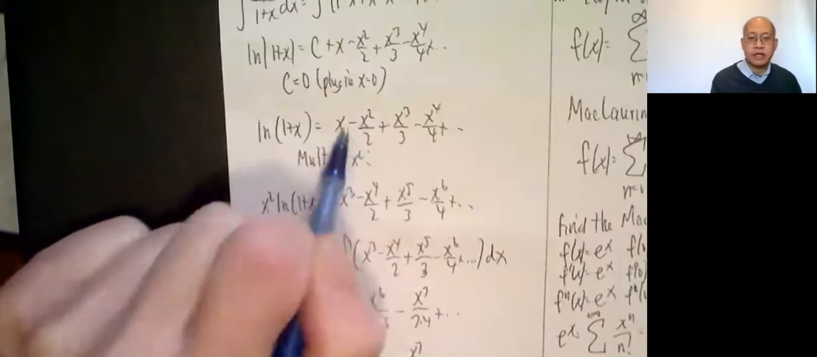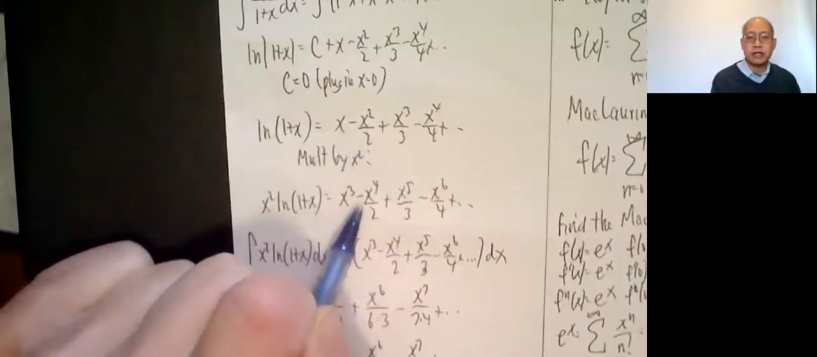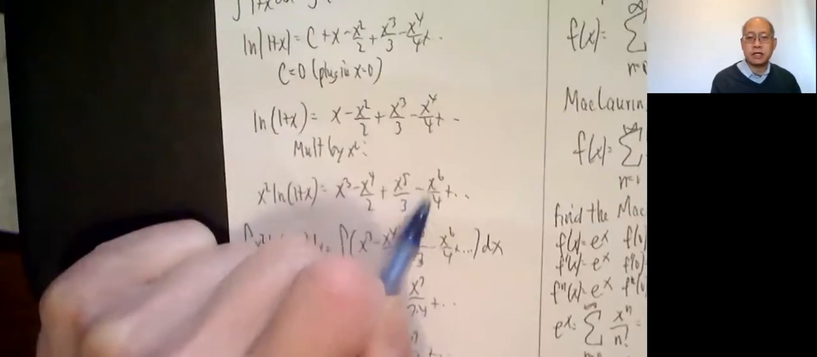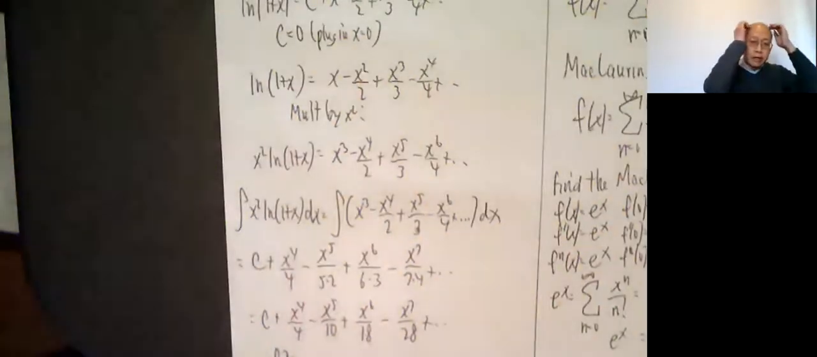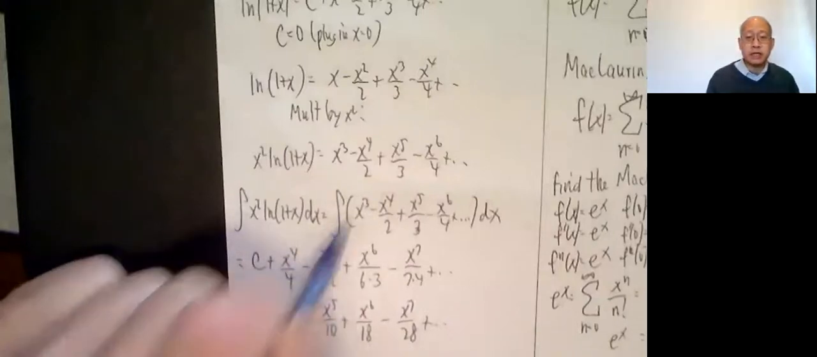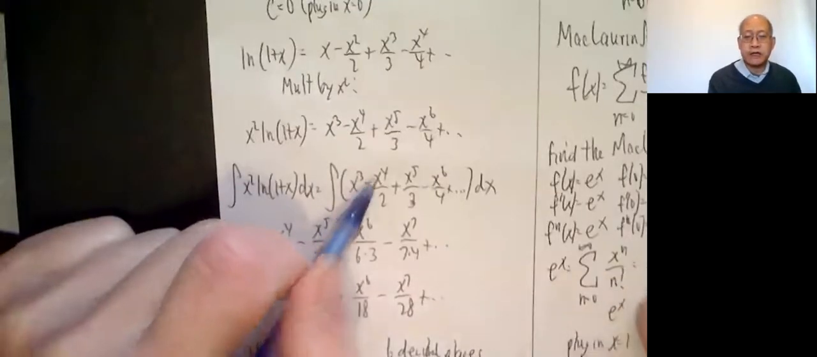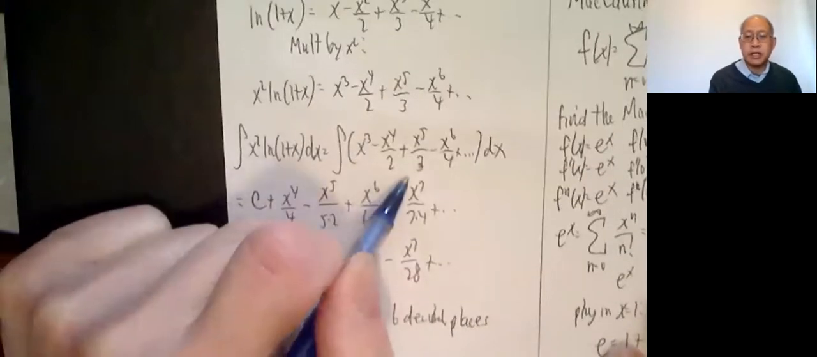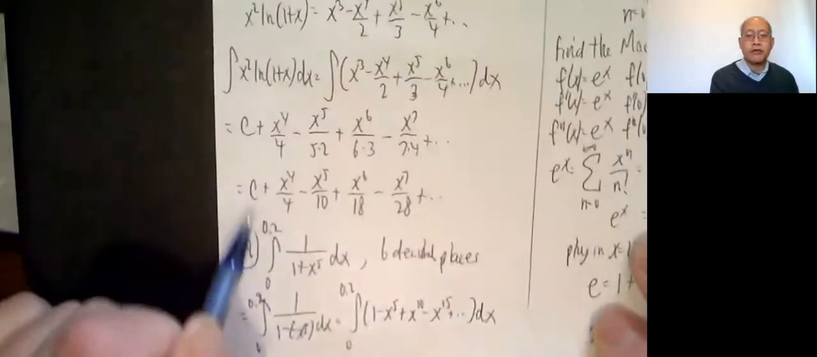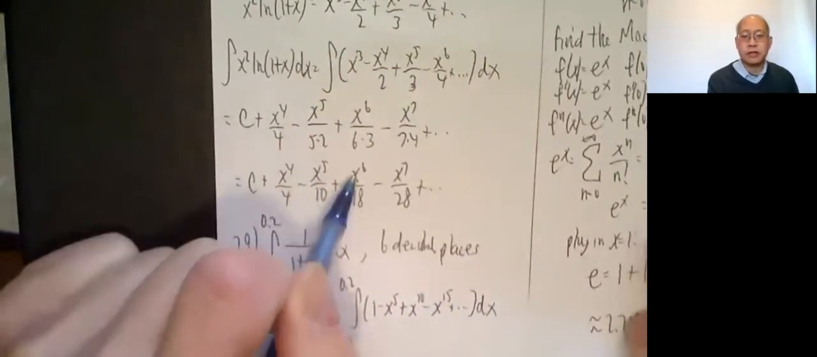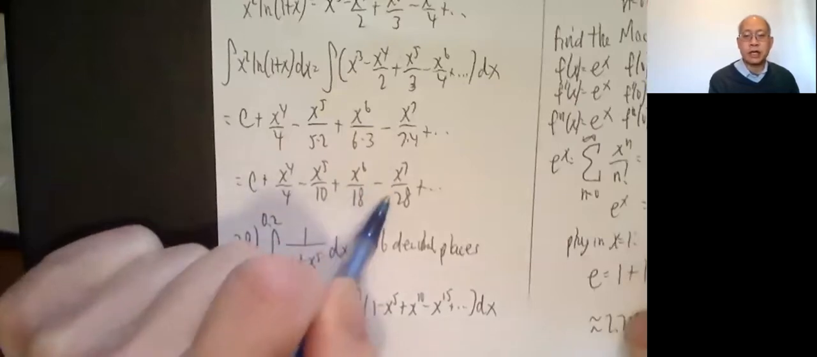Multiply each of these by x squared. You get x cubed minus x to the 4th over 2 plus x to the 5th over 3 minus x to the 6th over 4. And then I integrate both sides. C plus x to the 4th over 4 minus x to the 5th over 5 times 2, x to the 6th over 6 times 3, x to the 7th over 7 times 4. So the final answer is C plus x to the 4th over 4 minus x to the 5th over 10 plus x to the 6th over 18 minus x to the 7th over 28.